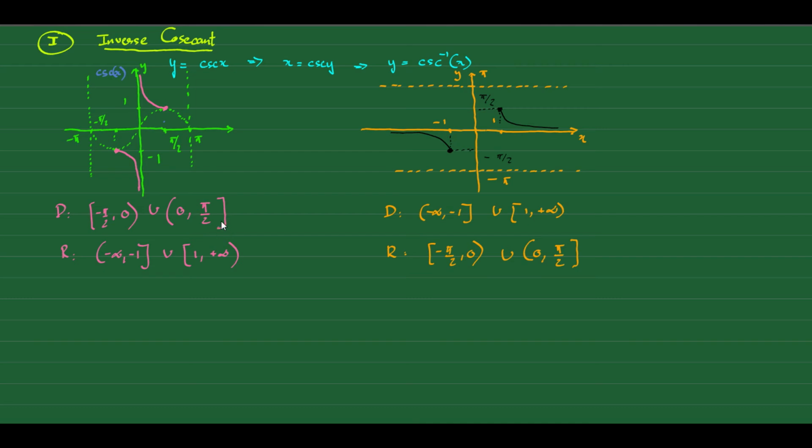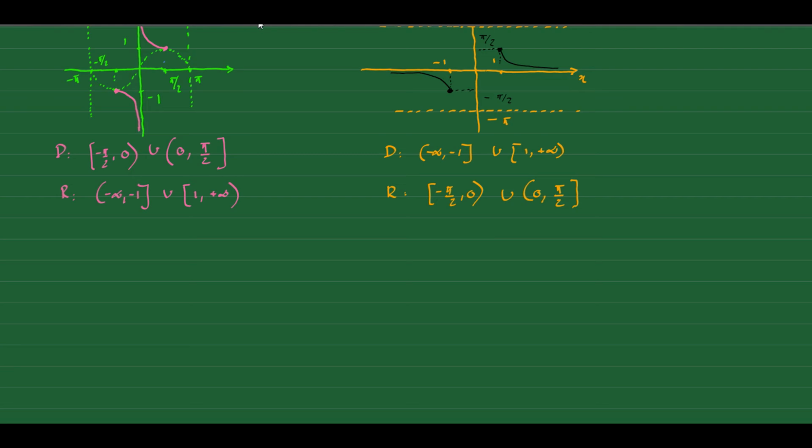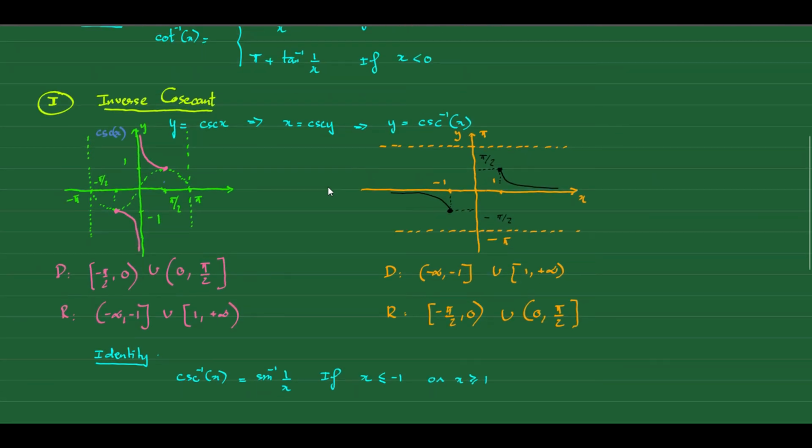And they also have a relation between inverse cosecant and inverse sine. I say that inverse cosecant is inverse sine of 1 over x if x is less than or equal to negative 1 or x is greater than or equal to 1. It makes sense because only the part right here, the black part, has the inverse. Okay. Alright, so that is the inverse cosecant.